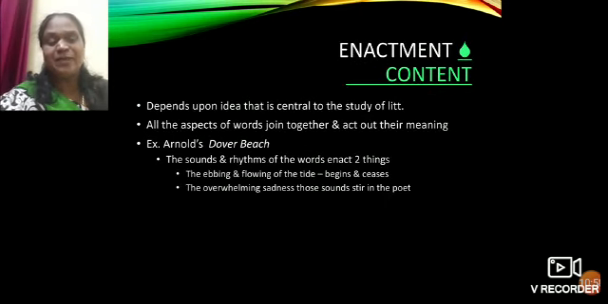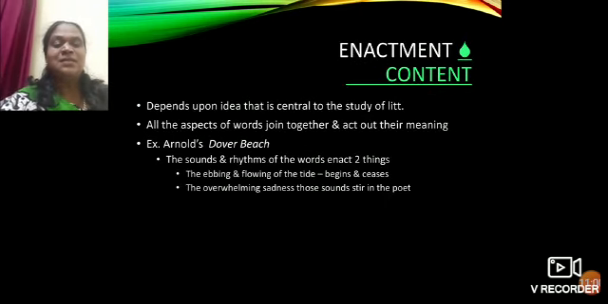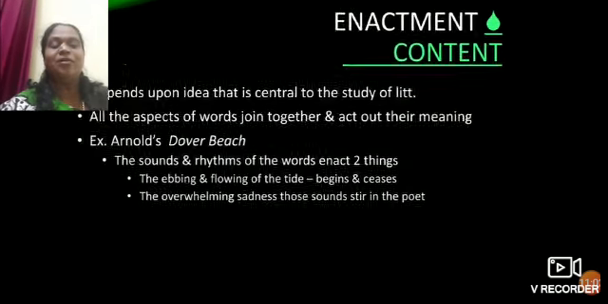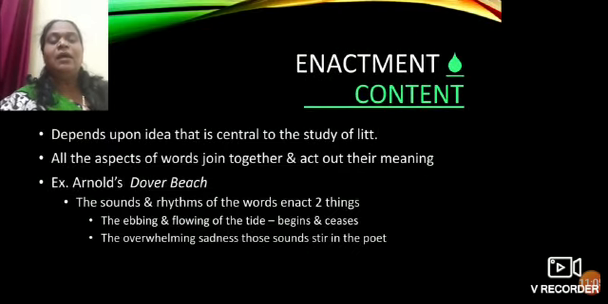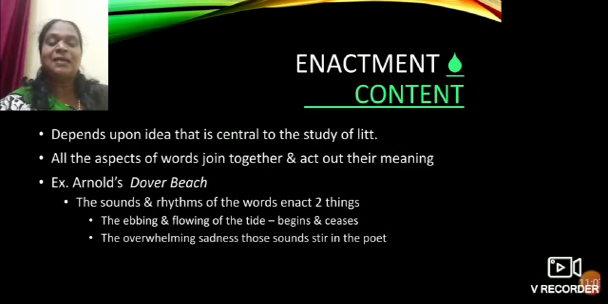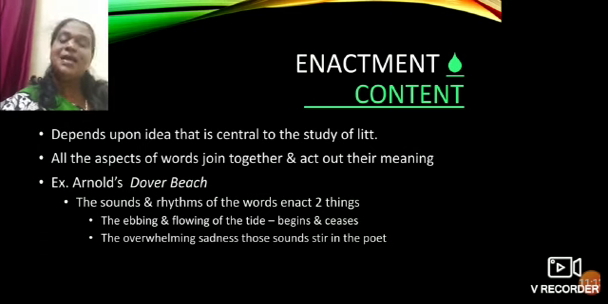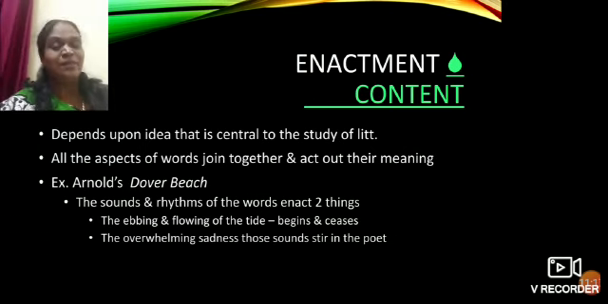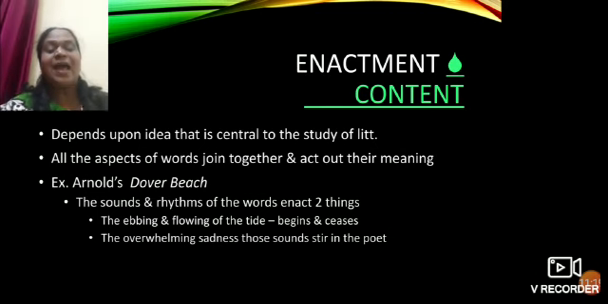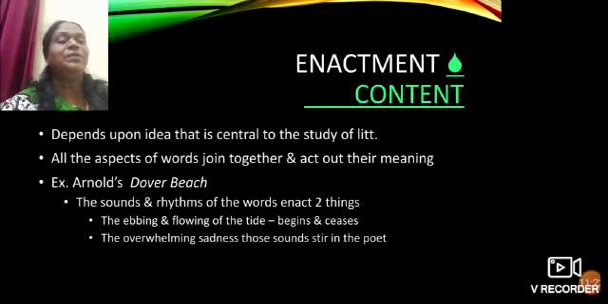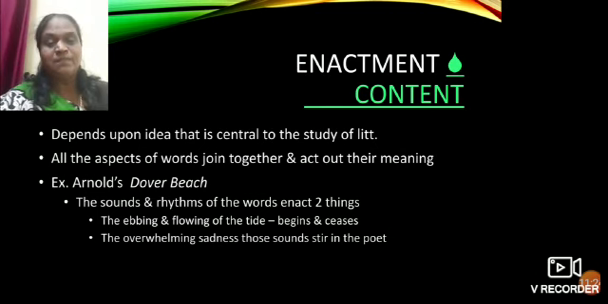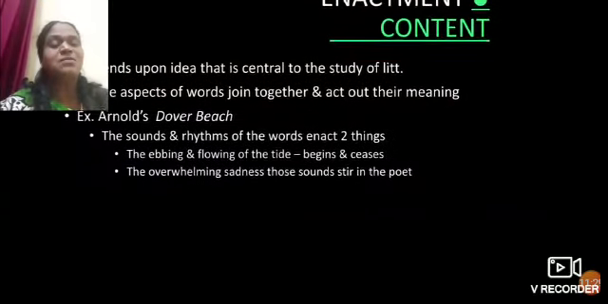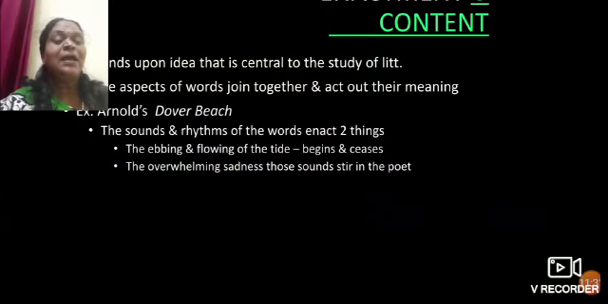Now there is the next one, enactment. Enactment is something that depends upon the central idea and central theme of the poem, and that is very essential to the study of literature. Now all the aspects of words must join together, and when they join together they enact the meaning, or act out the meaning. Take for example the lines that are given in your text from Matthew Arnold's poem Dover Beach. You find that the sounds and rhythms of the words enact two things.